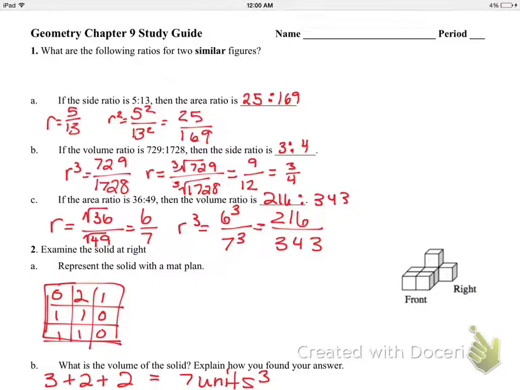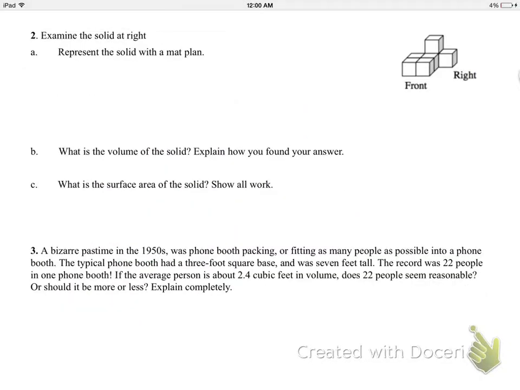It does ask for the surface area. Oh, here it is. Okay, I'm sorry, I just did not see that for a second. All right, that is on part C. What's the surface area? Well, the top has, if I count the top pieces here, 1, 2, 3, 4, 5, 6. The top is going to have 6.